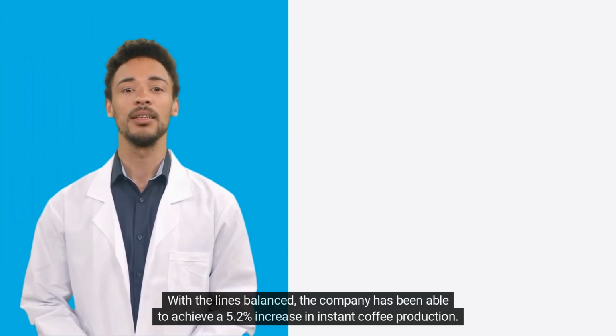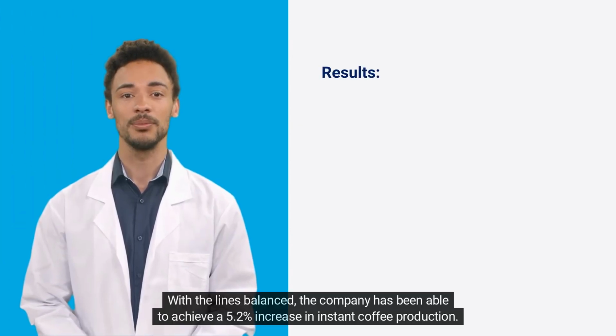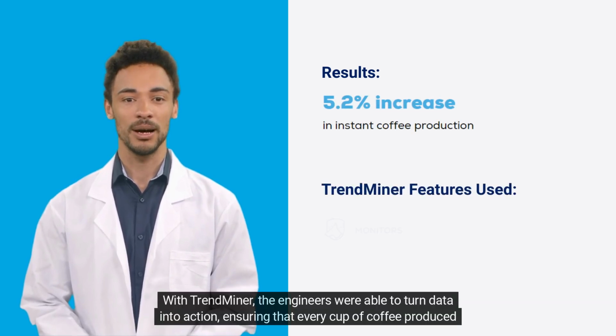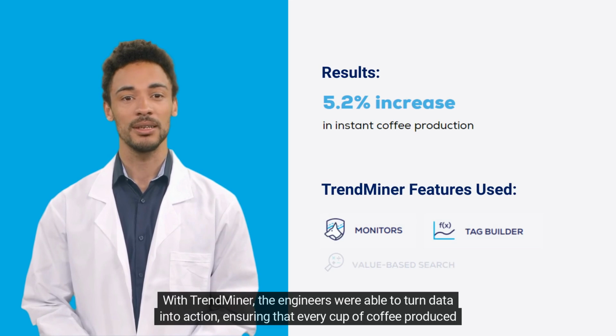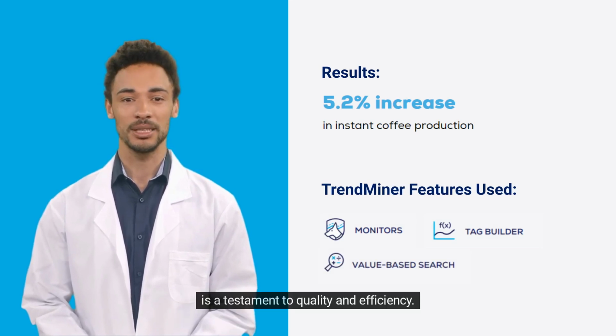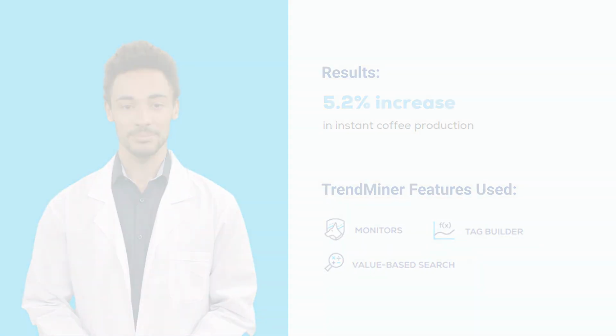With the lines balanced, the company has been able to achieve a 5.2% increase in instant coffee production. With TrendMiner, the engineers were able to turn data into action, ensuring that every cup of coffee produced is a testament to quality and efficiency.